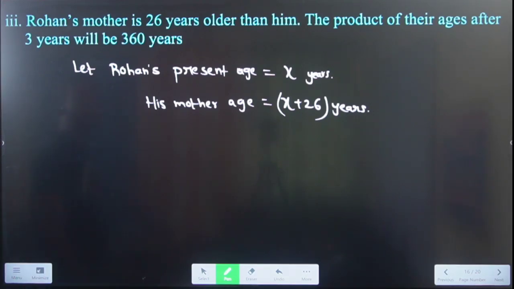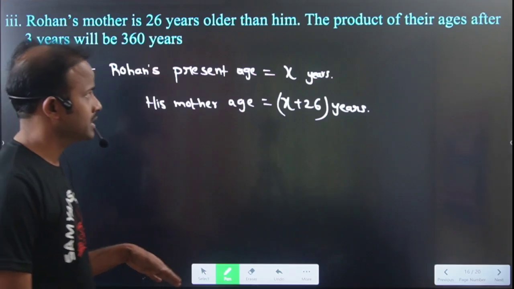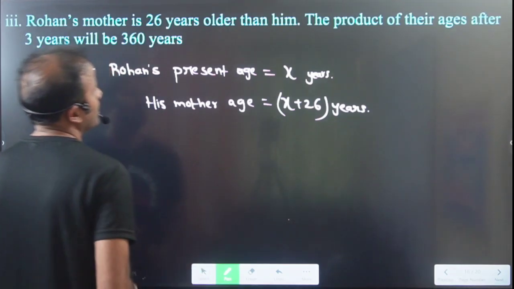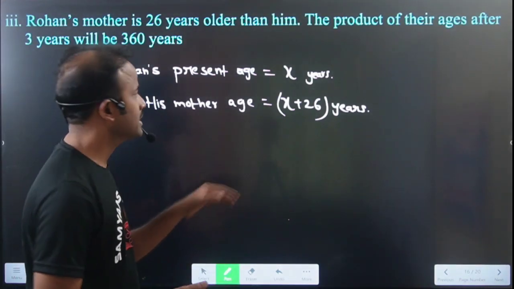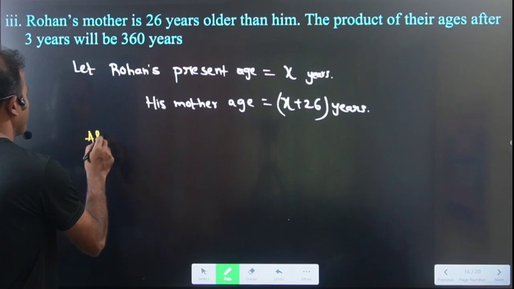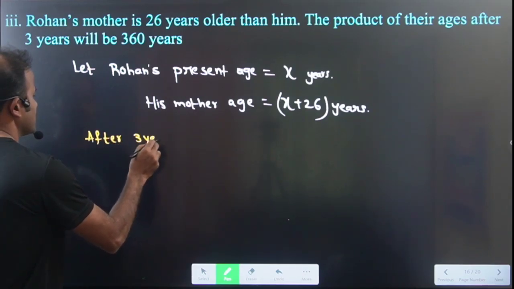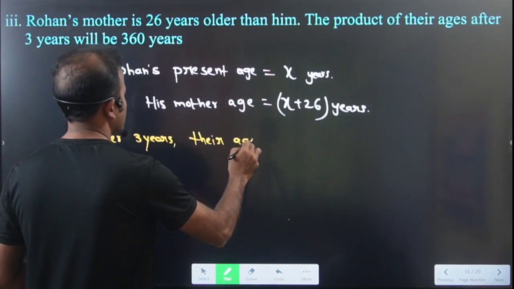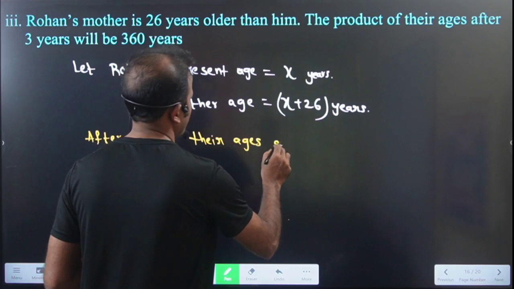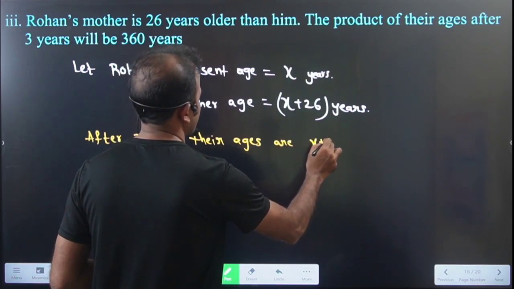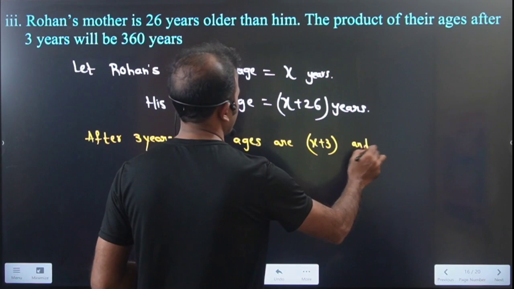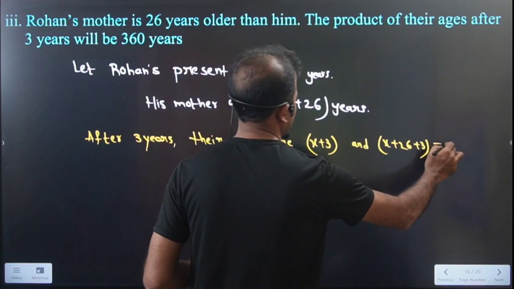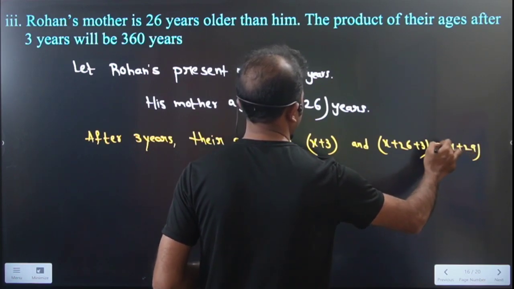So the product of their ages after 3 years. The product of their ages after 3 years will be how much here? 360 years. Add 3 to their ages. After 3 years their ages are x + 3 and x + 26 + 3, how much is that? It becomes x + 29.